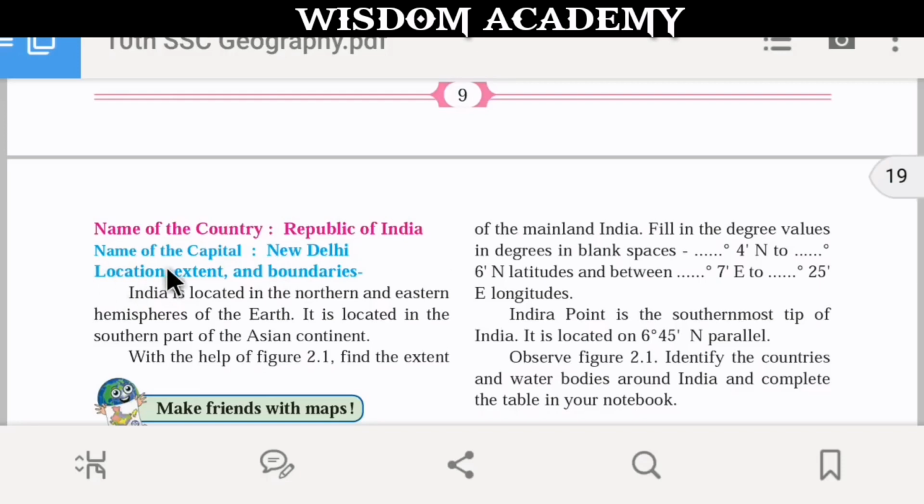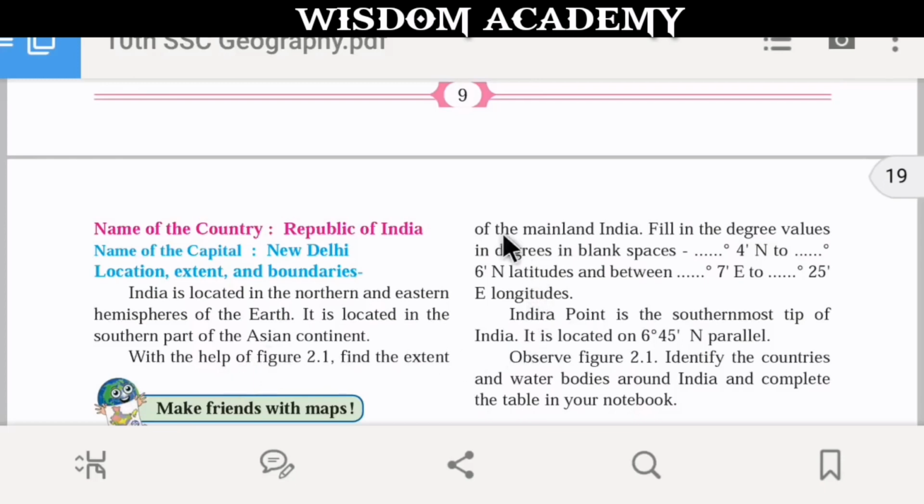And location, extent and boundaries of India. So India is sharing boundaries with Pakistan, Afghanistan, Bangladesh, Nepal, Bhutan, Myanmar and other countries. So India is located in the northern and eastern hemisphere of earth. So we have seen India is located in the northern and eastern hemisphere of the earth. It is located in the southern part of Asian continent. Asia continent है उसके southern part में India है.